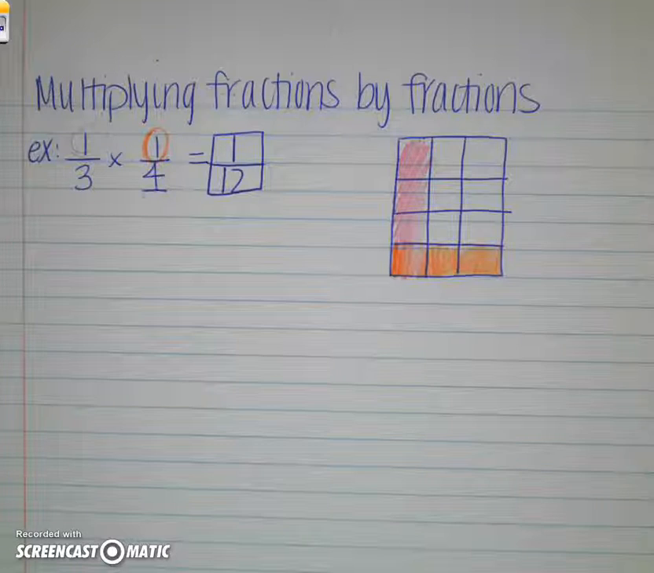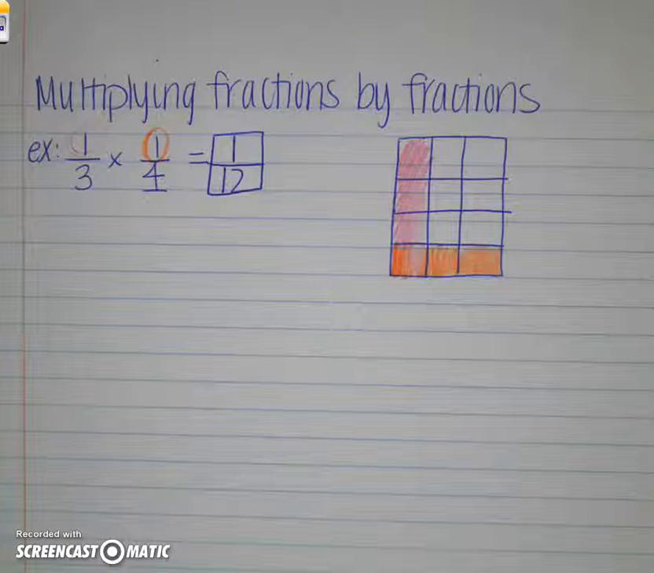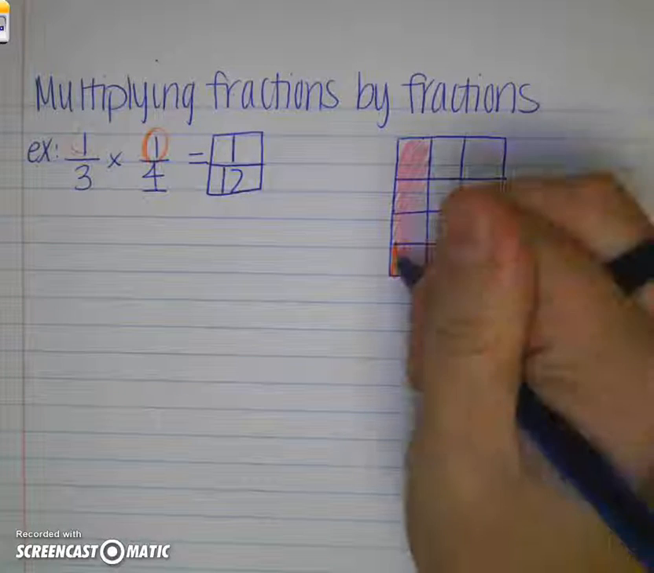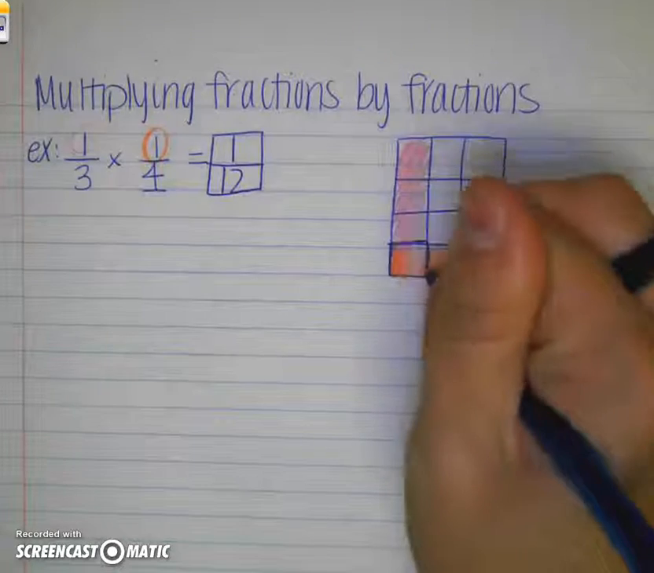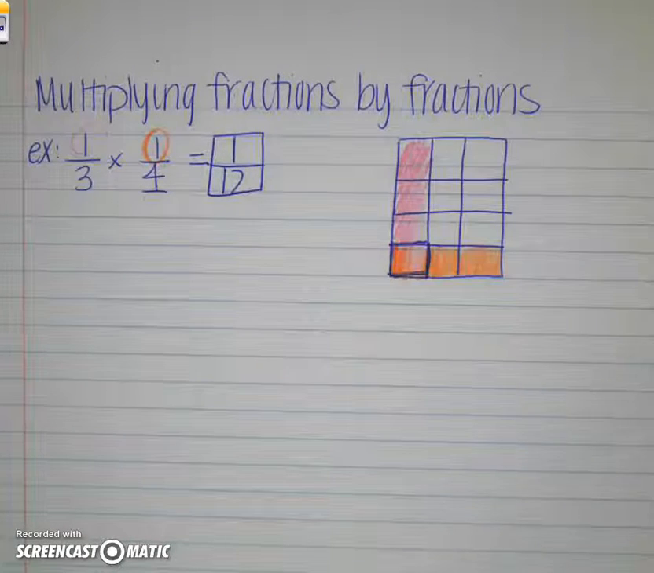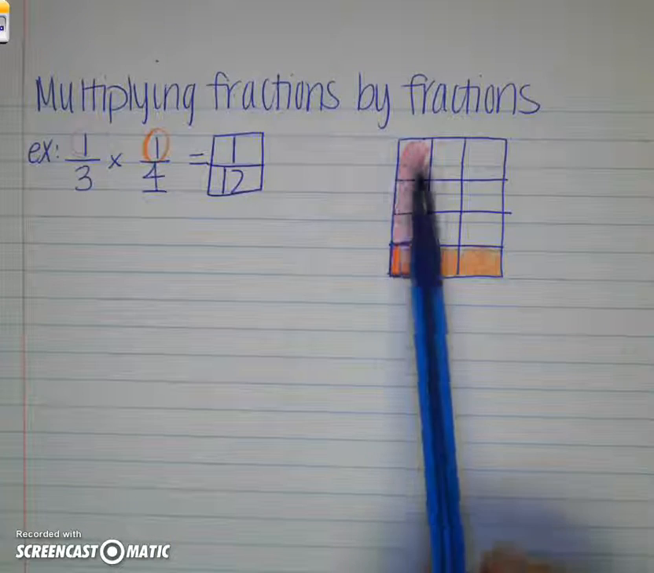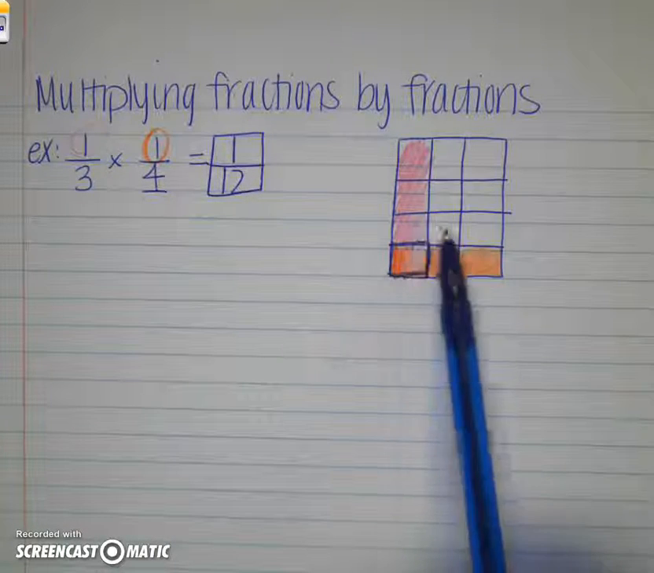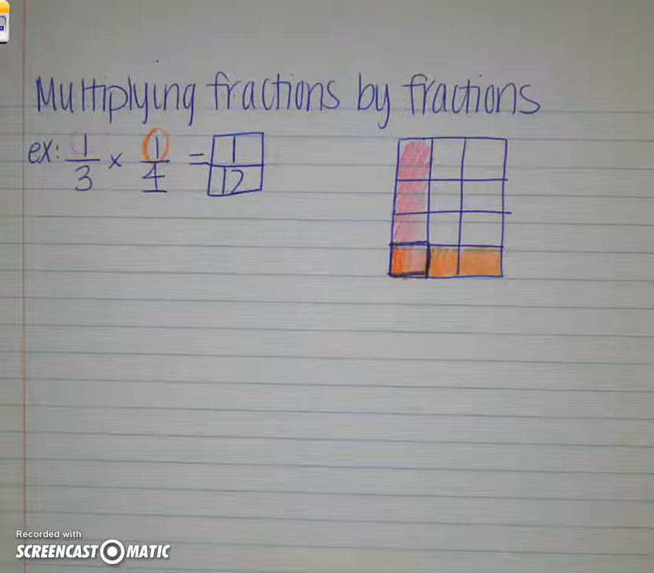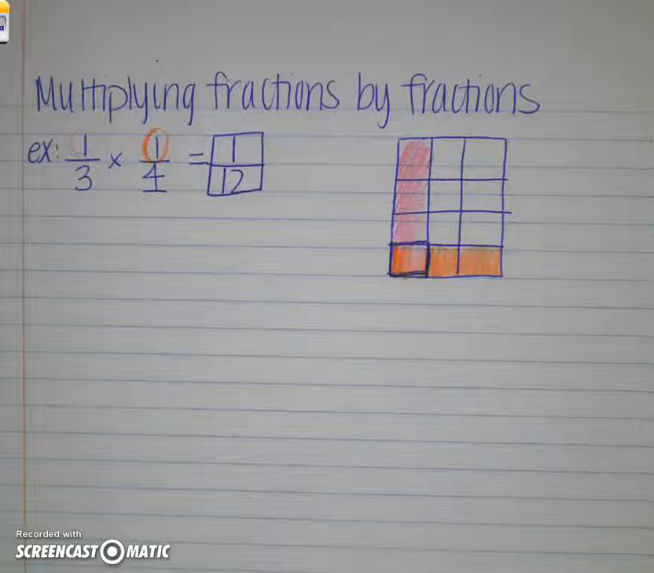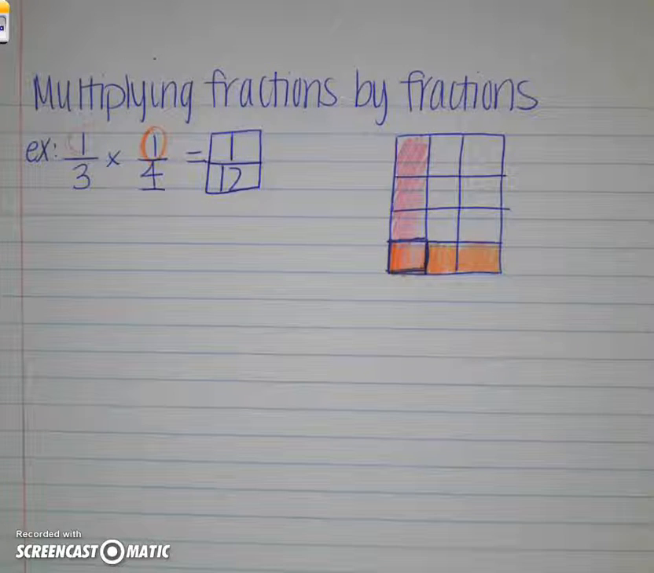Now, looking at your model, how many of those squares have both pink and orange? In this case, I only have 1, so this would be the only square right here that has both pink and orange. That's how I get the numerator of 1. And there's a total of 1, 2, 3, 4, 5, 6, 7, 8, 9, 10, 11, 12 pieces, and that's how I get my denominator. So if I were to ask you how to model this problem, that's exactly what you do.